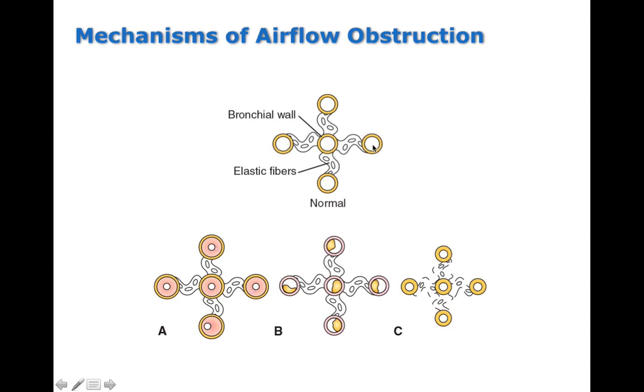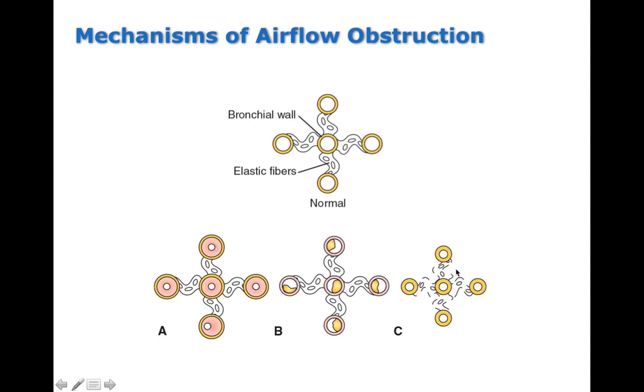Their diameter is wide, which is going to increase airflow. Now, if you compare this to different conditions, like over here, what we find is that if there's too much inflammation of the bronchial wall, this can cause the diameter to decrease, which is going to decrease airflow. We can also see obstructions from mucus. If there's excessive mucus production, this also decreases the diameter of the lumen, so it decreases airflow.